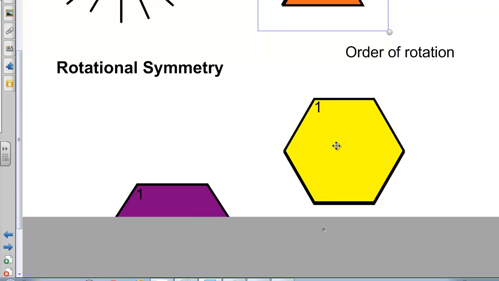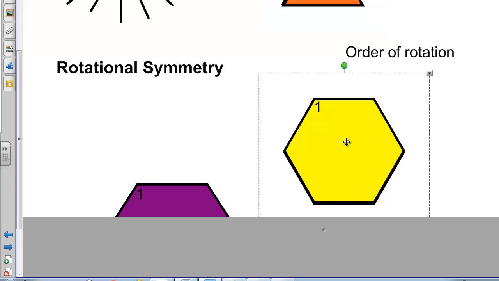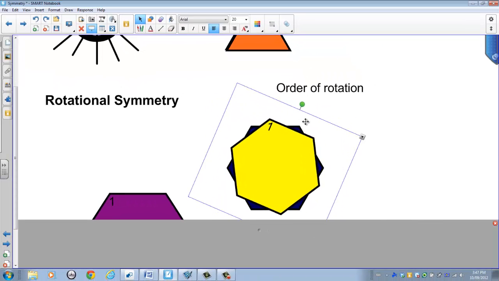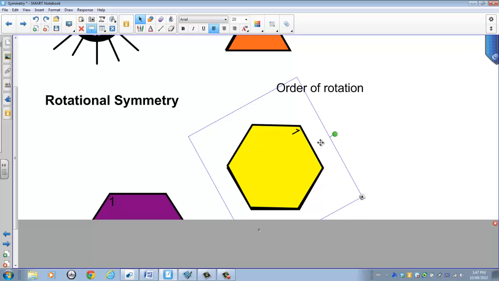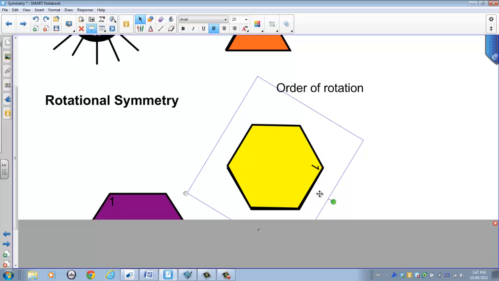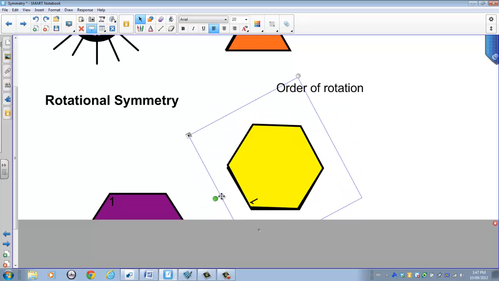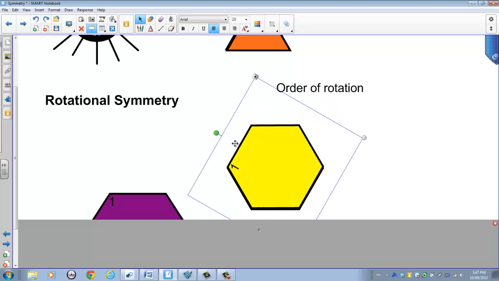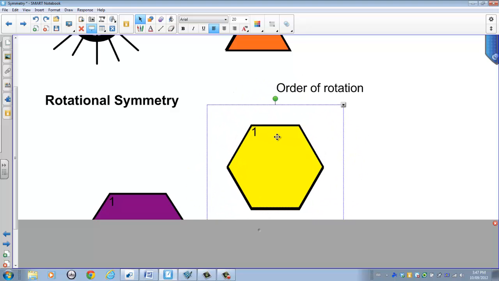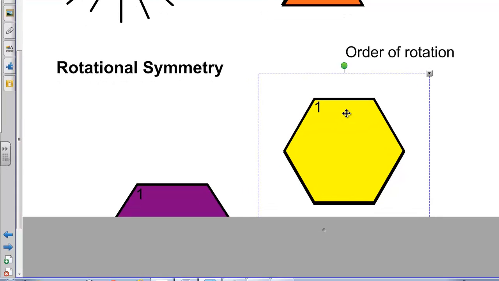Okay, here we've got our hexagon again. This one will work. So we start to rotate it. Oh, there's 1 rotation. So 1 order of symmetry, 2, 3, where it fits over itself, 4, 5, and 6. So we saw earlier that a hexagon has 6 lines of symmetry. It also has an order of rotation of 6 as well.